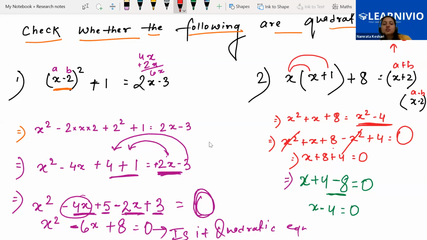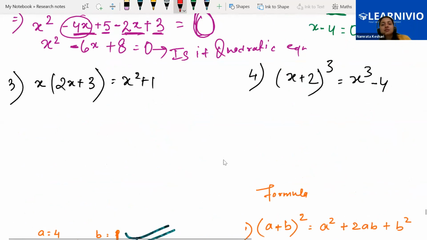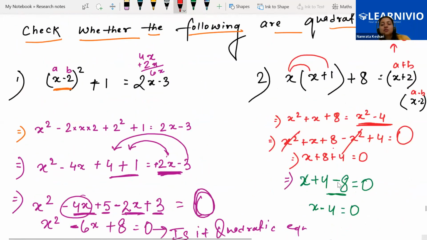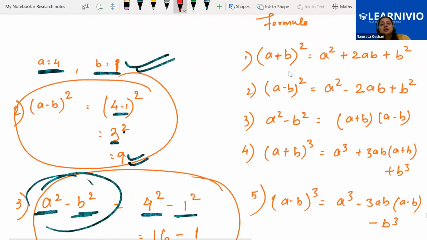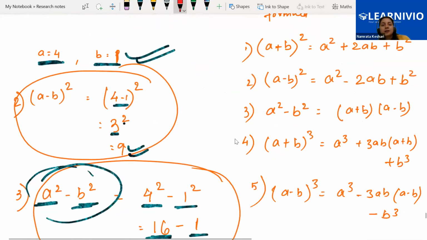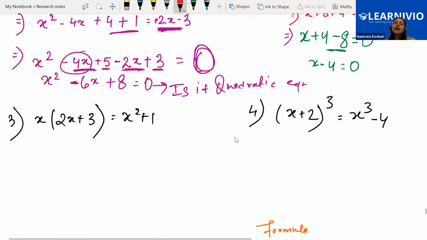The next two questions are also the same way. The way we checked over here, same way we have to check for number 3, same way for number 4, whether it is quadratic or not by using these formulas. Today I have already activated the assessment. Please go and give the assessment. If you feel any doubt in any of the questions, please let me know.